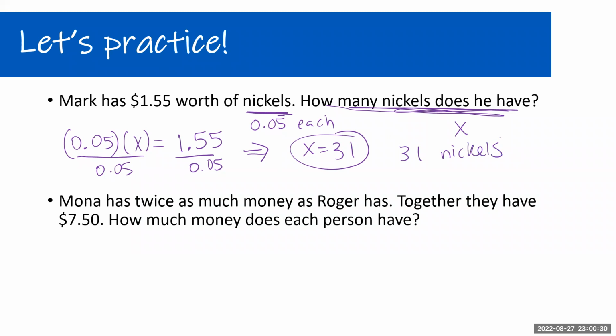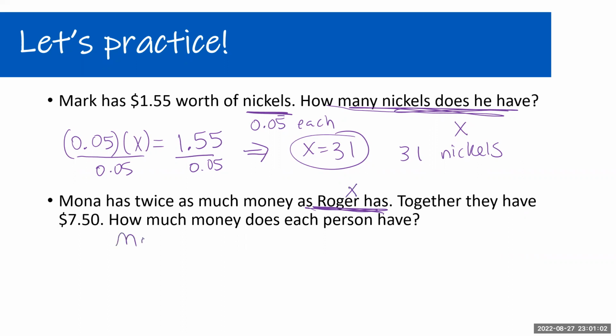Now we can look at another one that's similar but different. Mona has twice as much money as Roger, and together they have $7.50. How much does each person have? For these, I always like to determine what I'm comparing. Here, I'm comparing what Roger has, okay? Roger is the basis of comparison. So we know that Roger here has to be X.